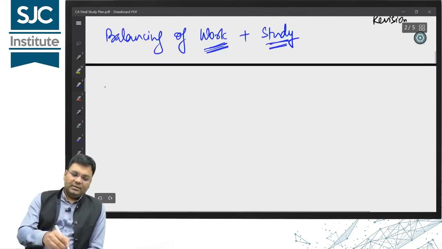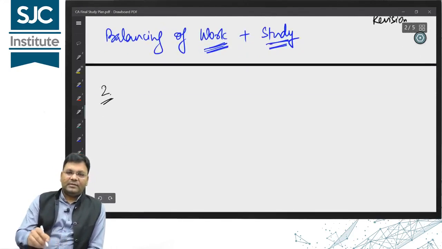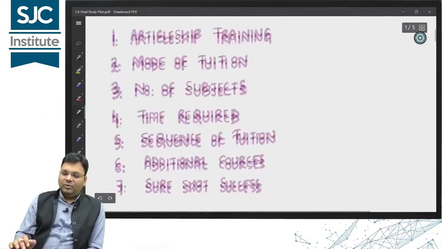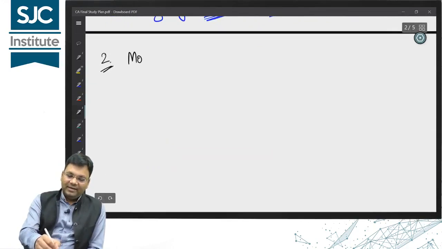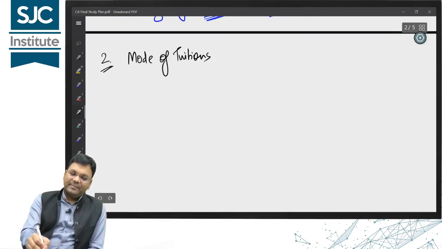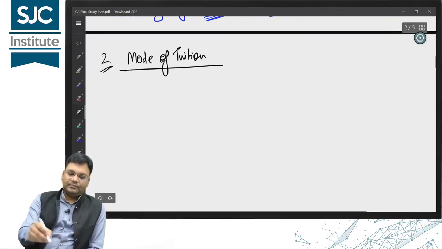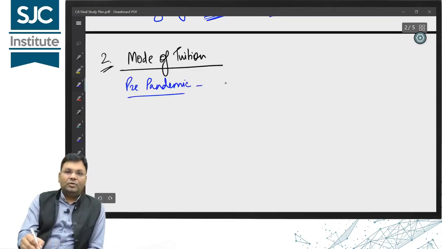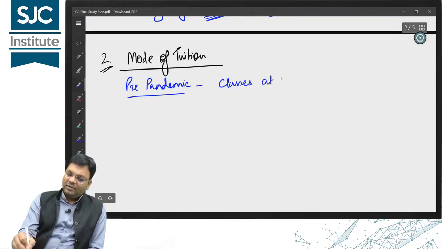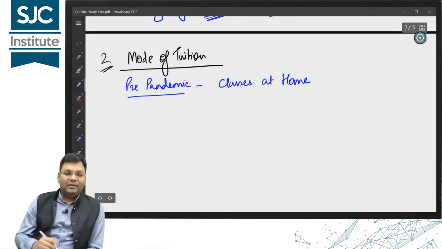Next, the second point is how the mode of tuition would be in the coming reality post-pandemic. So normally in finals, let me talk about pre-pandemic. Pre-pandemic also, the students in final were always preferring to do classes at home because that gives them a lot of convenience and comfort when they are doing articleship.